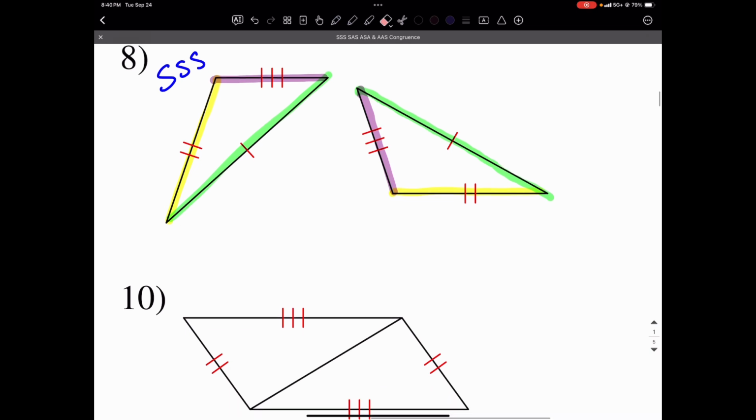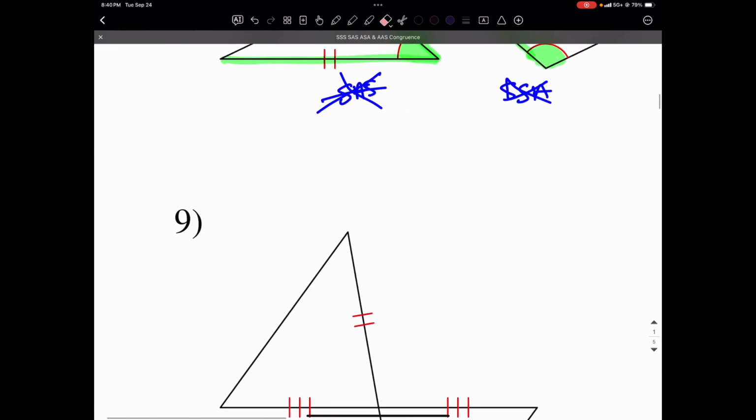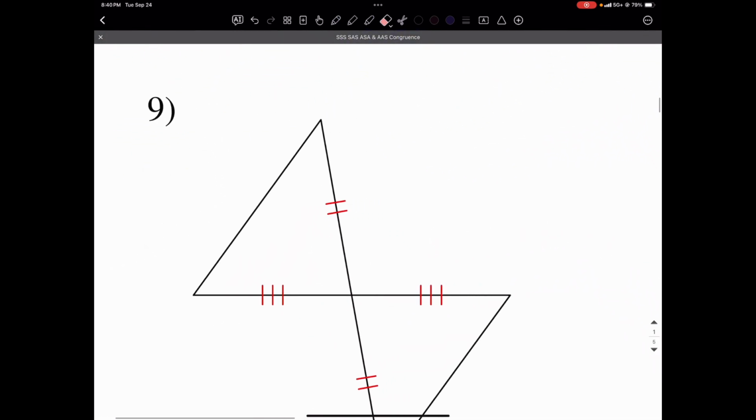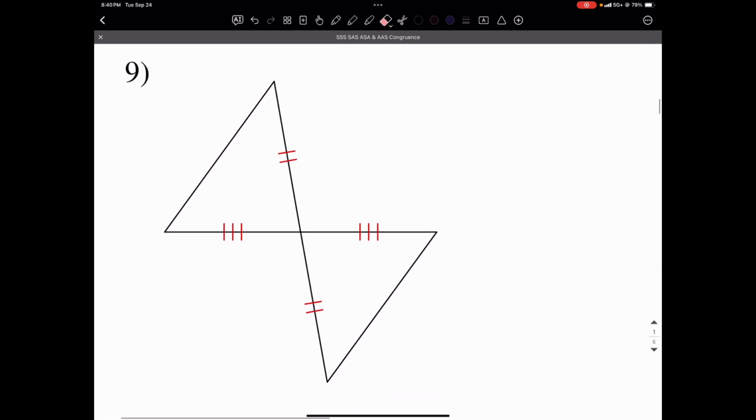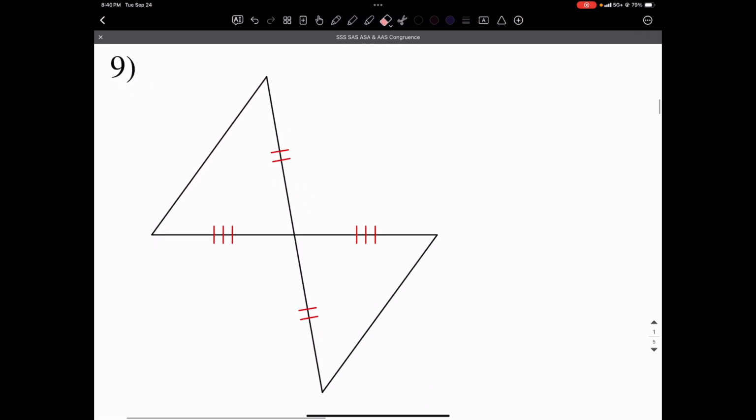But notice we have no theorem for angle, angle, angle, because you could have the same three angles, but the side lengths could vary. You would have triangles that are similar. They would be the same shape, but not necessarily the same size. So that's just something to keep in mind.